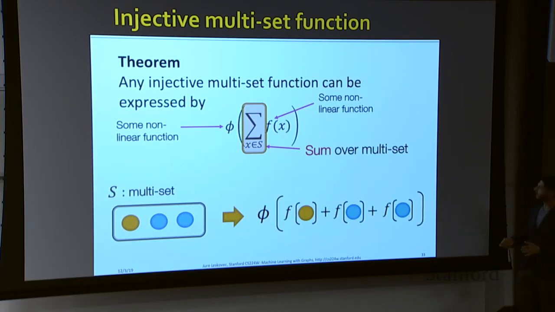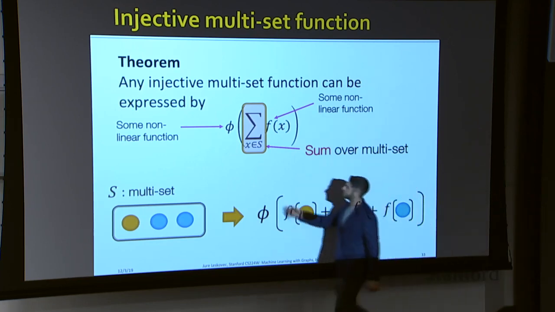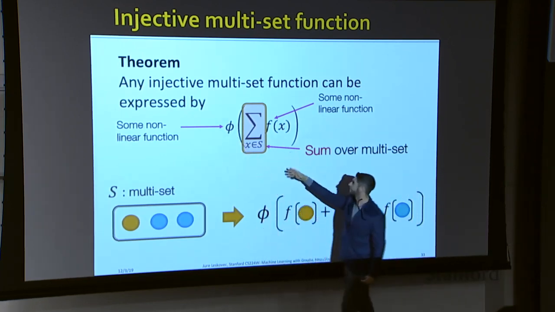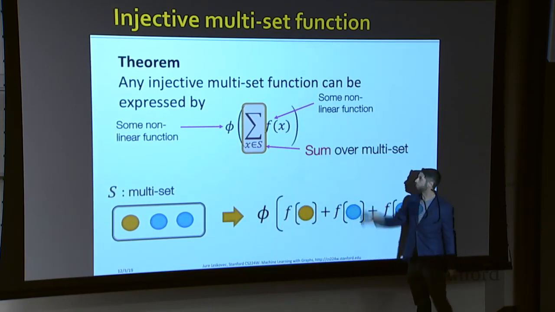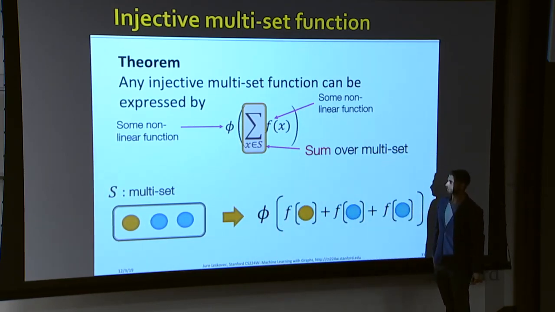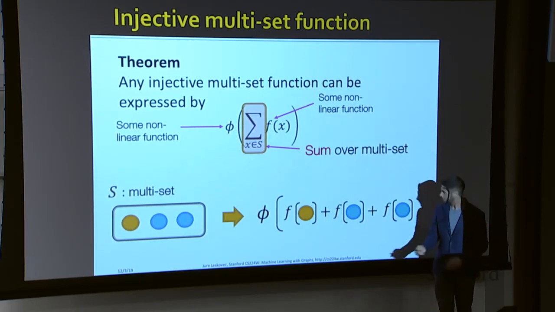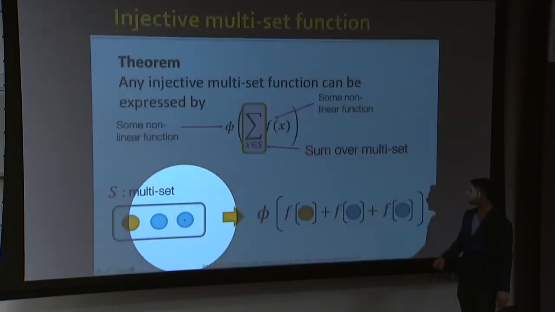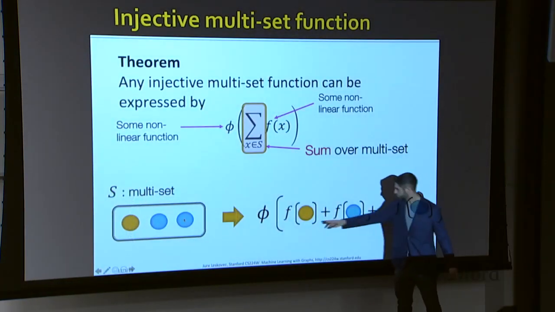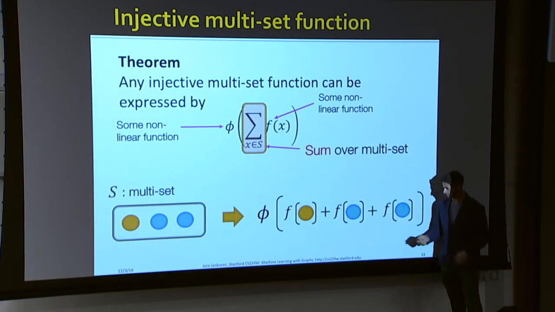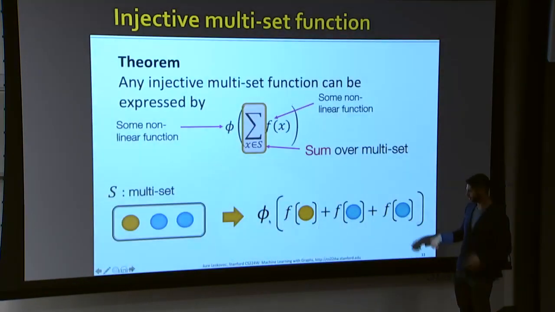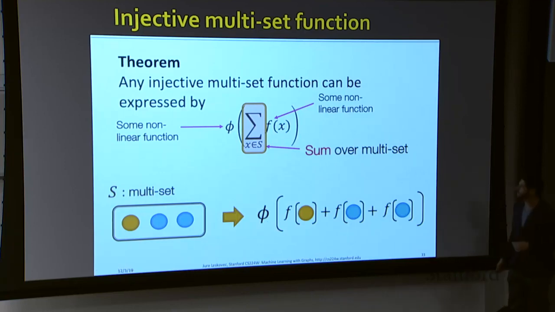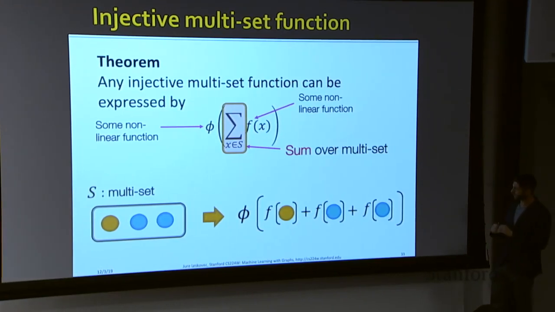Basically, you can think that any injective multiset function can be expressed in this form. There will be some nonlinear function phi at the beginning, and then we sum over all the elements of the multiset, and we apply a nonlinear function to the result. As you can see at the bottom, S is our input multiset. We have one yellow node and two blue nodes, and we apply a function to each node. We take their summation, and then we apply another nonlinear function to all of them together. That's the way in which we can model any possible injective function on a multiset.